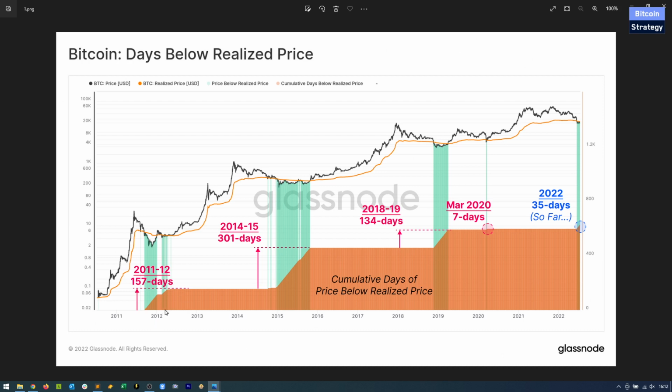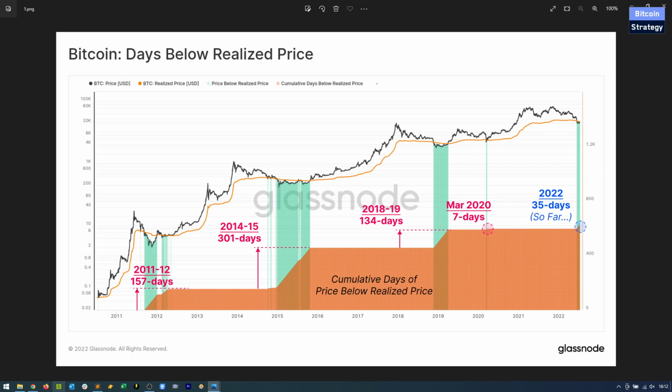So in the very early days, 2012, we had been below the realized price for 157 days. Then we had been below for 300 days. The 2018 crash saw us coming below that realized price for 134 days, right? After the final capitulation from 6.5K to 3.5K. Then a very brief period during the Corona crash. And now, so far, we are a bit more than 1 month below that.